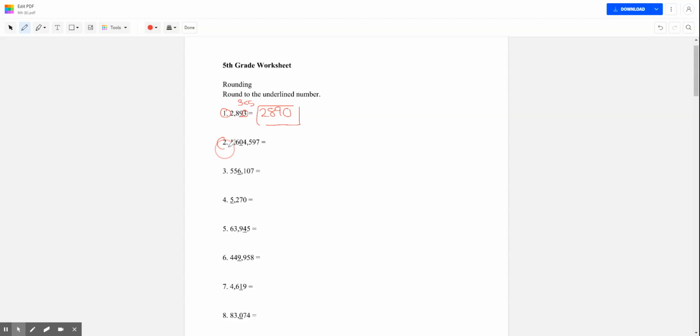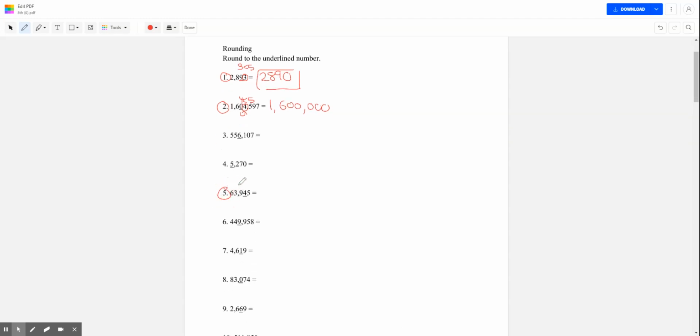Let's look at number 2. To the right of 0, we have 4, and 4 is less than 5. So we're going to round down once again, which gives us 1,600,000 as our answer.